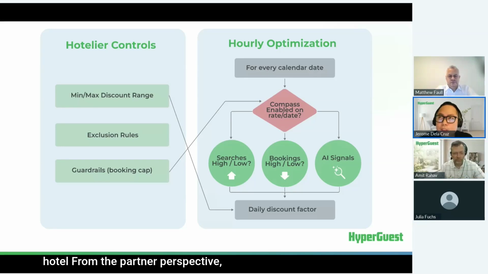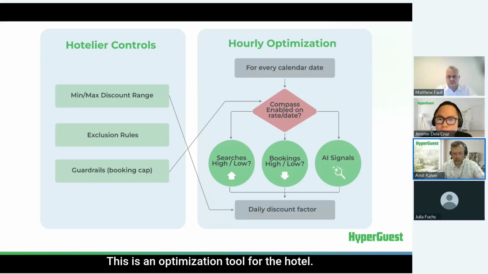From the partner perspective, I mean, from the demand side, can they see that the hotel gave them a discount on a certain period? No, this is an optimization tool for the hotel. So we do have in HyperGuest a whole domain of the product of one-to-one contract, which is excellent, and that gives transparency to both sides. On a marketplace, this is for the hotel to decide what they do, whether they do it manually or whether now they do it in autopilot mode with Compass. It's their decision, and the demand just gets a great rate, the best rate possible, and starts to convert.